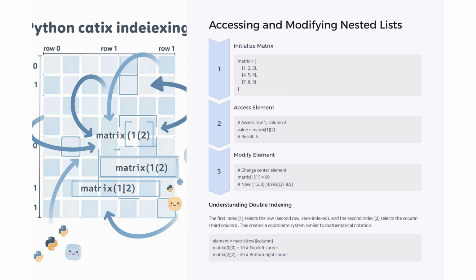Accessing and modifying nested lists involves using double indexing. For instance, matrix[1][2] retrieves the value 6 from the second row, third column. To modify, assign a new value: matrix[1][1] = 99 changes the center element. This indexing mimics a coordinate system, allowing precise data manipulation within the matrix.